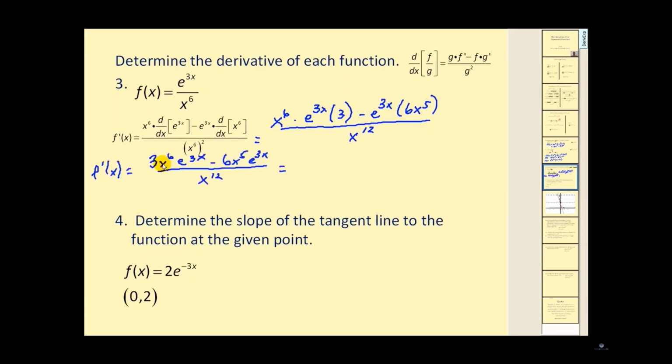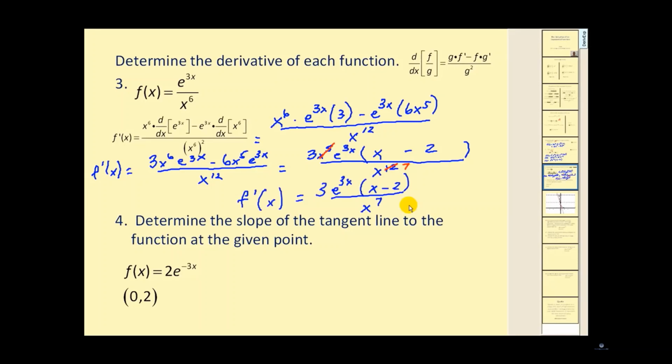Now I notice the numerator has a common factor of 3x to the 5th e to the 3x. Let's factor that out. So we'd be left with x minus 2 over x to the 12. And we can see that we have an x to the 5th here and an x to the 12th here. This would simplify and this would become x to the 7th. So our final derivative would look like this.